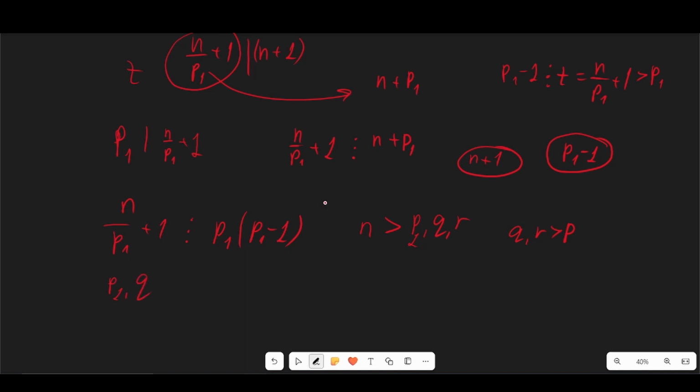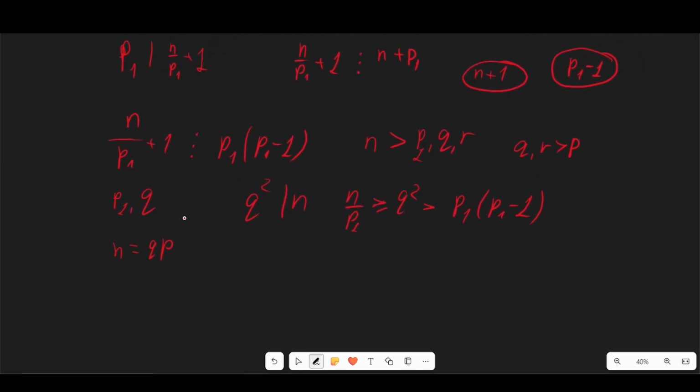And we cannot have any perfect square, a perfect square cannot divide n. So n is square free, because if q squared divides n over p1, this would be greater or equal to q squared, which is greater than p1 times p1 minus 1. Contradiction. So n is exactly p times q, or q times p.